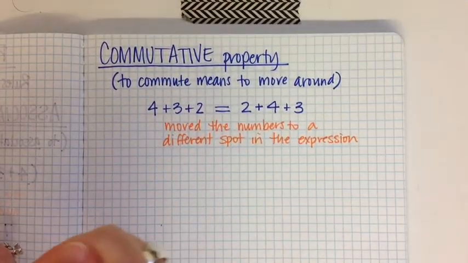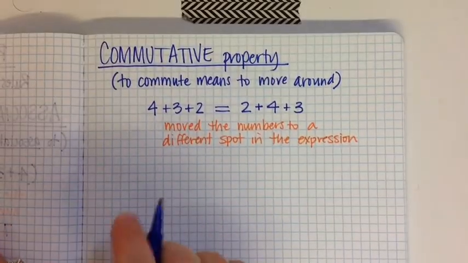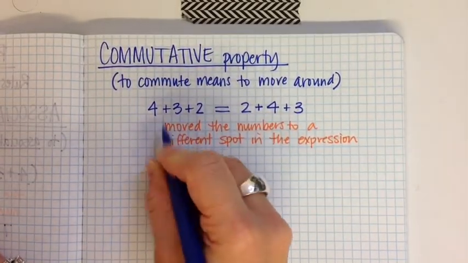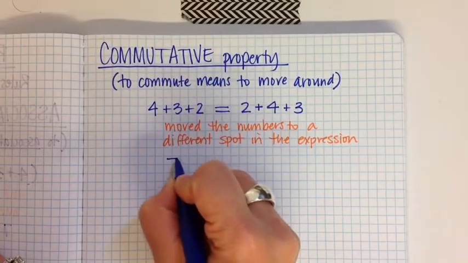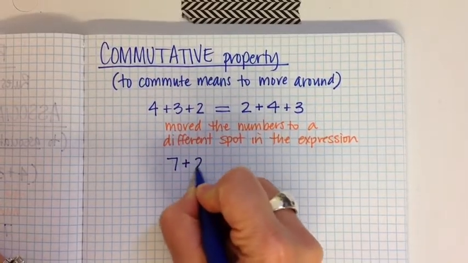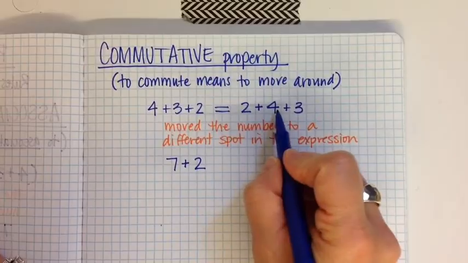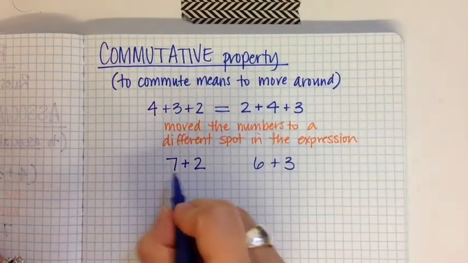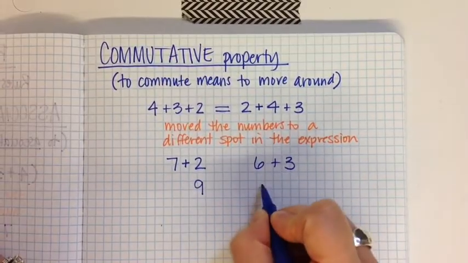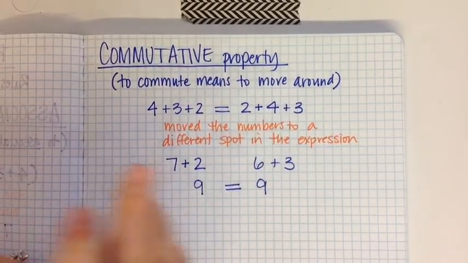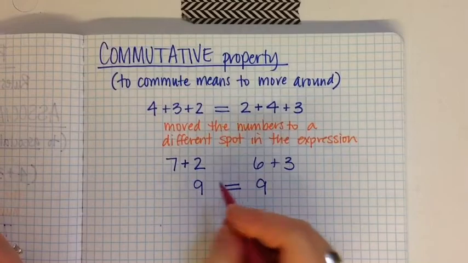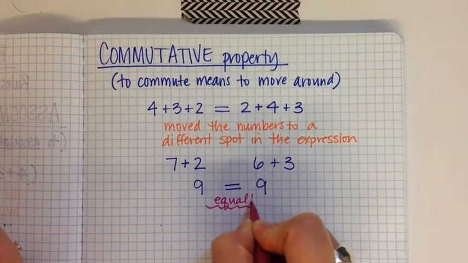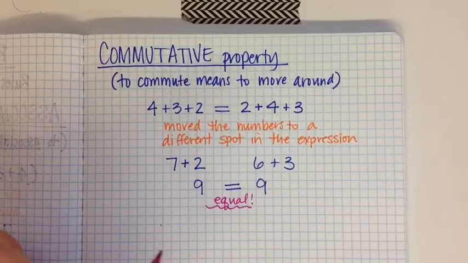Okay, so now let's go ahead and prove that this expression is equal to that expression. So 4 plus 3 would come first, so that would be 7 plus 2. And 2 plus 4 would come first over here, so that would be 6 plus 3. So 7 plus 2 is 9, 6 plus 3 is 9. So they are still equal. And that's what this rule is proving.